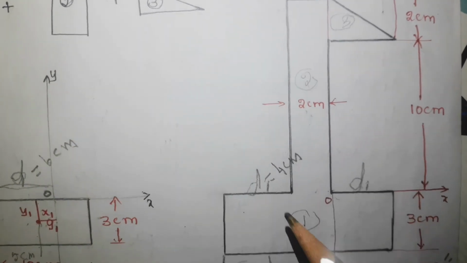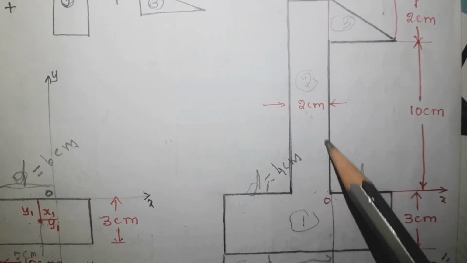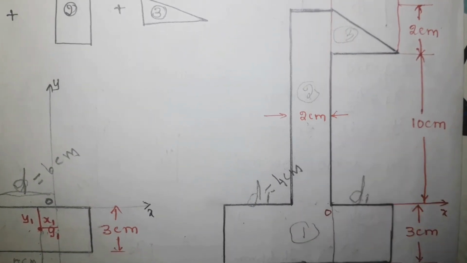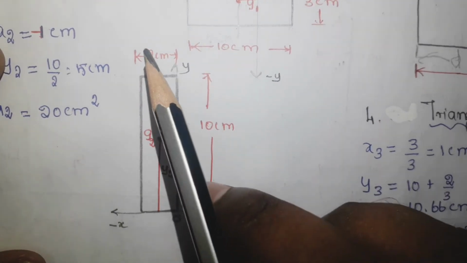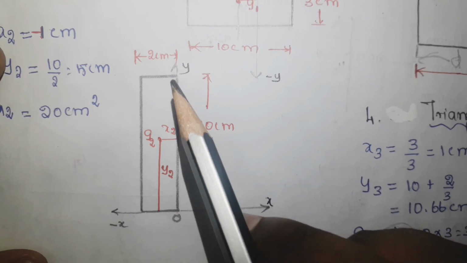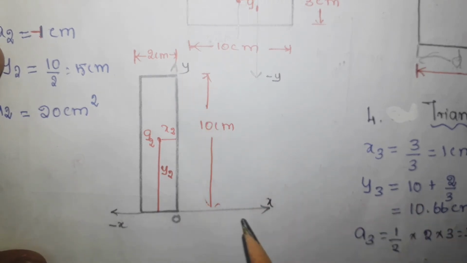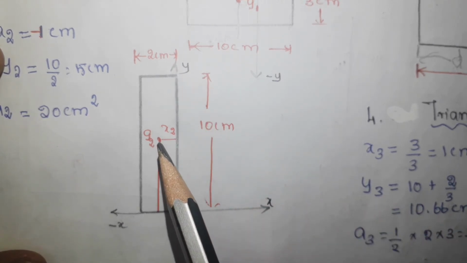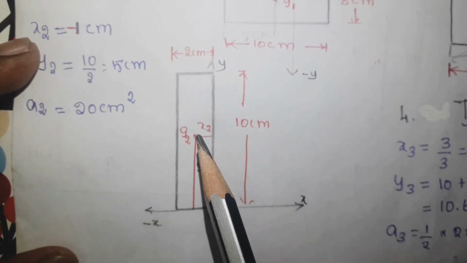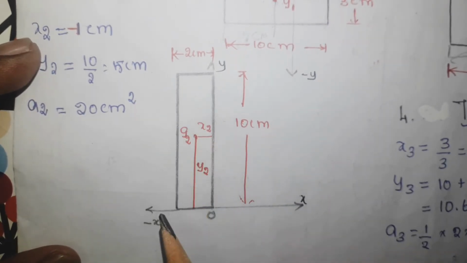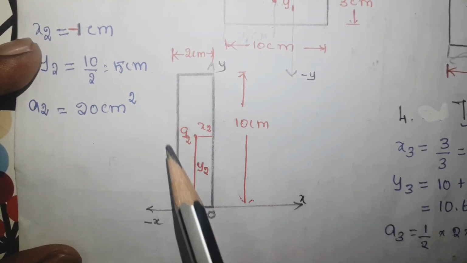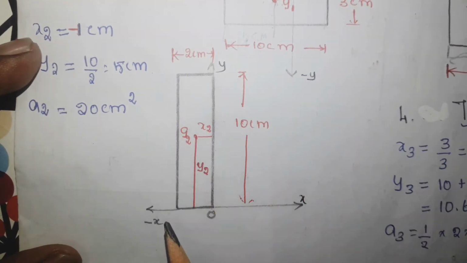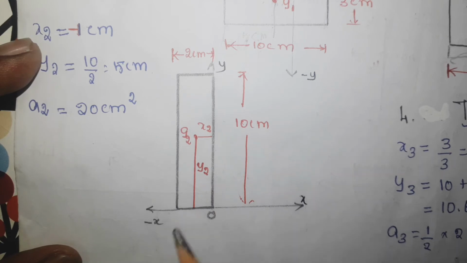Now we are going to the second rectangle, which, if you look at the composite section, is this portion, this rectangle. I have drawn it over here, and this side is 10 centimeter, this is 2 centimeter. Now if you look at the coordinate axis, this is the coordinate axis and this is the point g2. It is on the second quadrant because this is minus x, here it is positive y. So this is on the second quadrant where the x coordinate is negative.